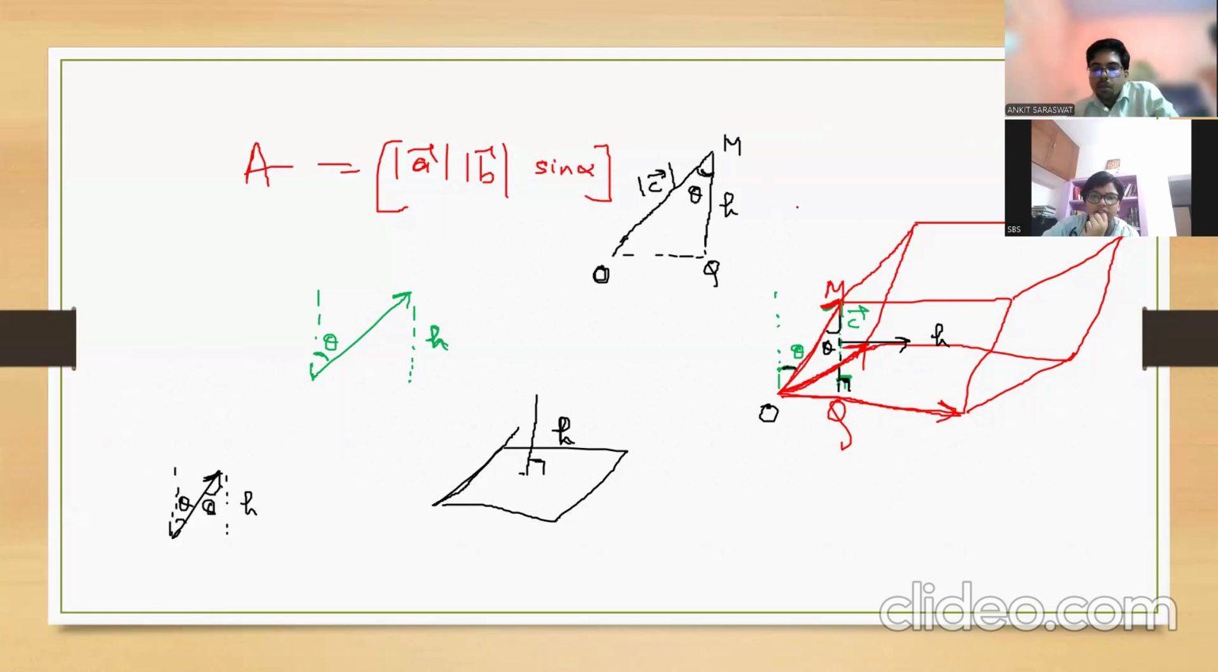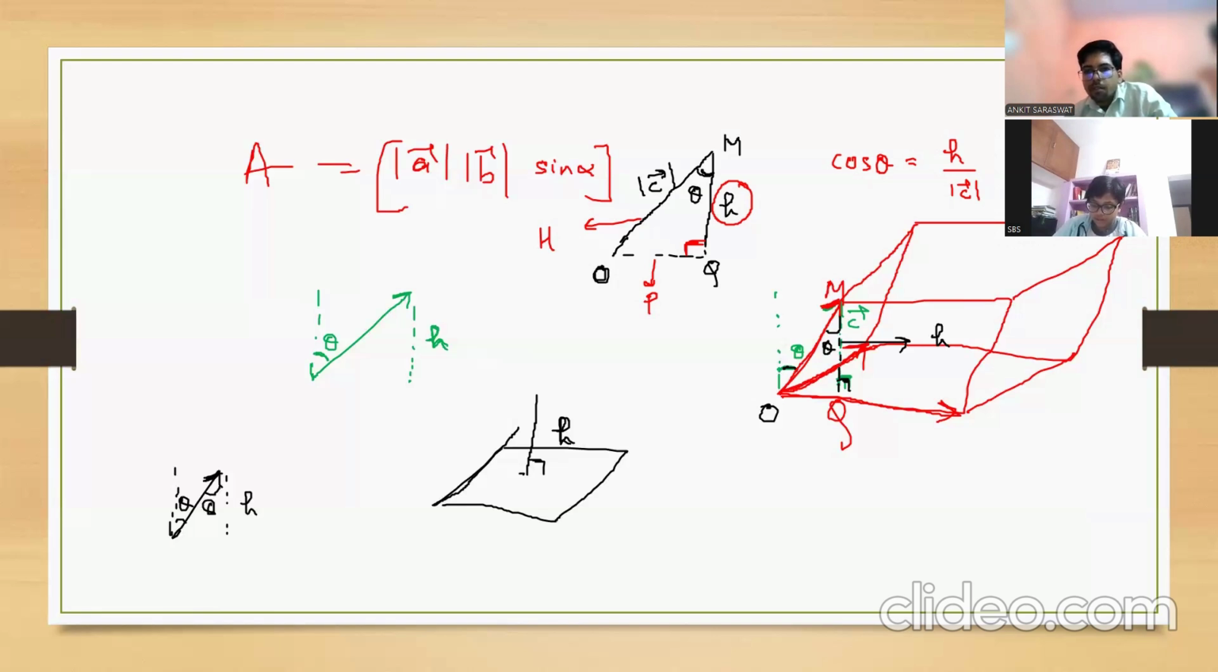Sin theta, sir? No, apply cos theta. Cos theta is base by hypotenuse. This is 90, this is perpendicular, opposite to the angle. This is the hypotenuse, opposite to 90 degrees. Whatever remains is the base. Base by hypotenuse. Clear? Then h will be mod c cos theta. Even I can write the direct formula, but I just want to highlight this. I want simply the volume. What is the volume of the parallelepiped?